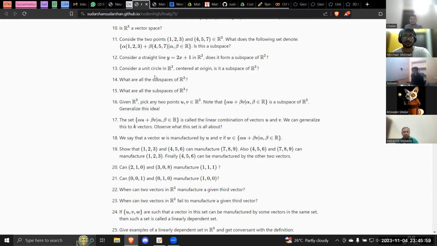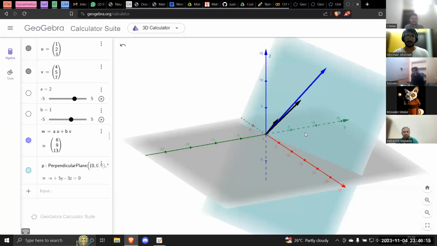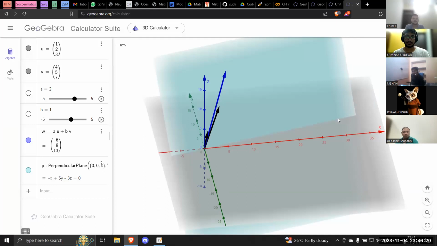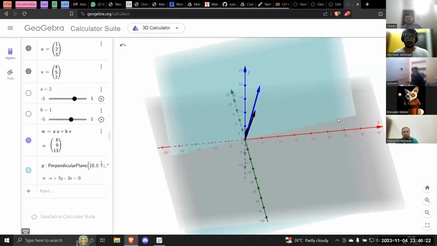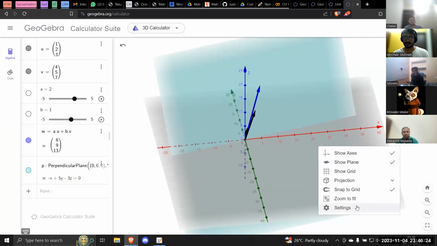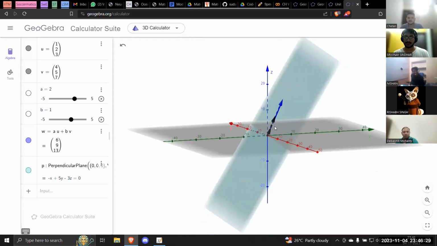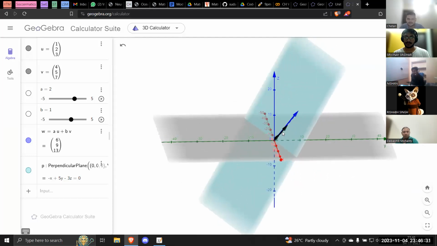So sir says that you took the linear combination of two vectors, u and v. What happens when you add more to that? Can we go to GeoGebra, Vinay? Can we go to that graph we made for the span of those two vectors? Yeah, perfect. Now I want to take another vector. Can anyone give me another vector that does not lie on this plane? Any of your favorite vectors?